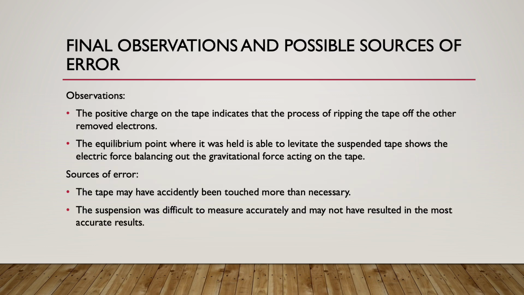Some final observations were that the positive charge on the tape indicated that the process of ripping the tape off the other removed electrons, and that the equilibrium point where it was held was able to levitate the suspended tape, showing the electric force balances out the gravitational force acting on the tape. Some sources of error could have been that the tape may have accidentally been touched more than necessary, and that the suspension was difficult to measure accurately and may not have resulted in the most accurate results.